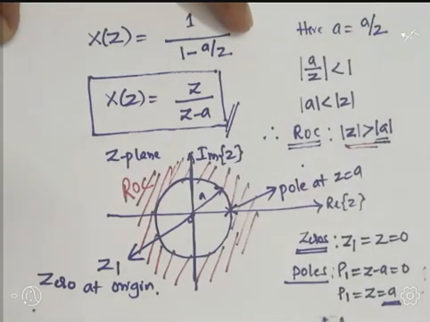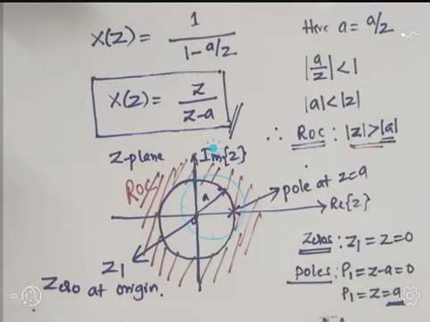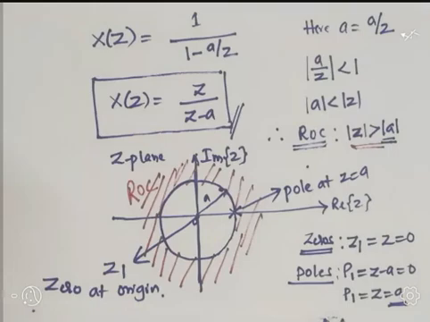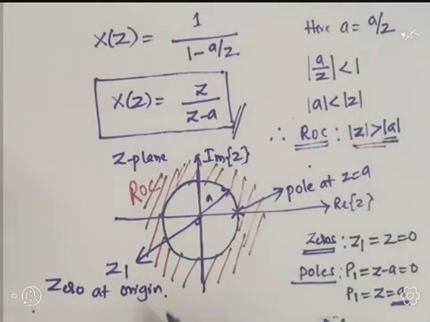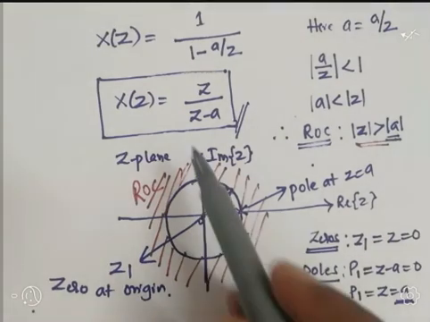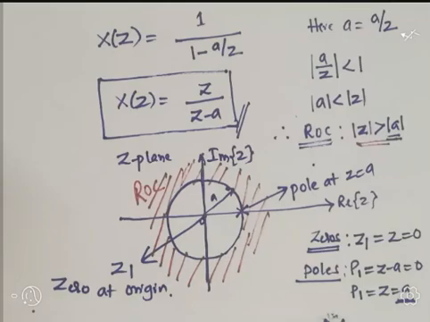Hence, successfully we calculated the z transform for the given positive time exponential sequence, as well as the ROC. Then we represented zeros as well as poles on the z plane. Okay, this is about the first case.